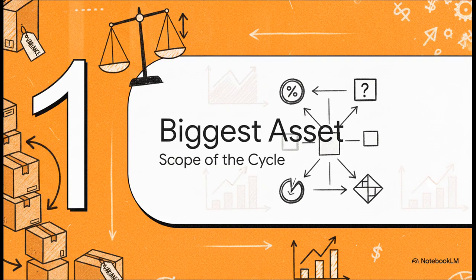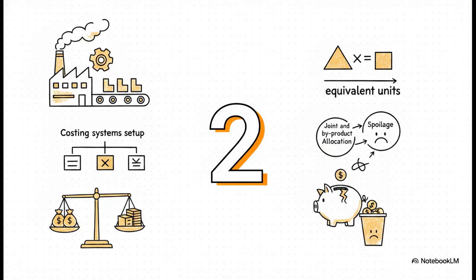Starting with part 1, the biggest balance sheet asset and the overall scope of the cycle. Let's actually define the sheer scope of this inventory and cost accounting cycle. We're looking at the entire lifespan of inventory, and we're doing it specifically through the lens of version 2 of the handbook, what's known as the full cost accounting expansion.